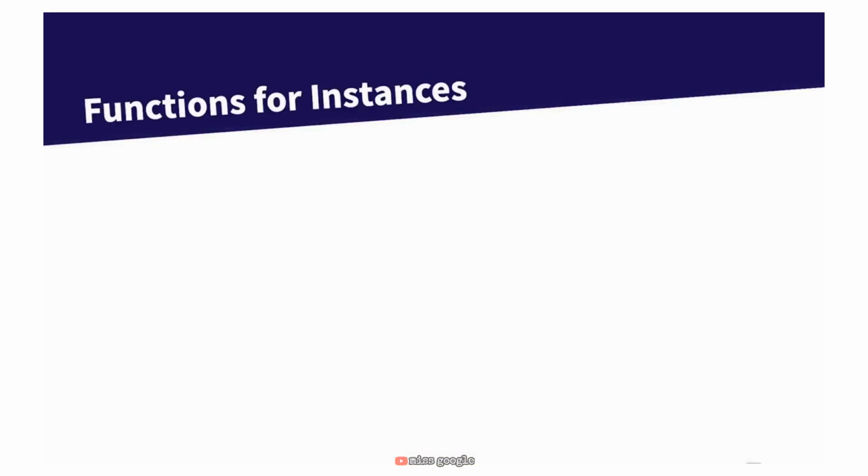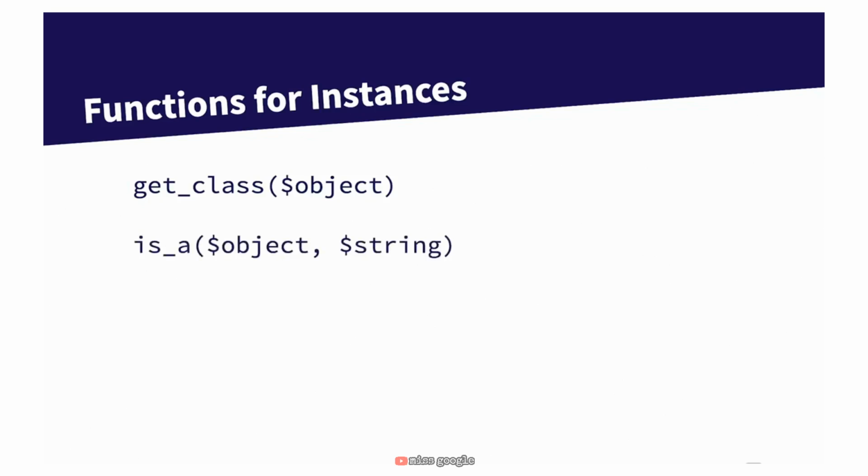There are two functions that are helpful when working with instances. The first is get_class, and it takes an instance as its argument, and it returns the name of that class. So we pass in an instance, it tells us what the class name is. The second is is_a. This function takes an object and a string as arguments, and it returns true or false if the object has the same class name as the string.